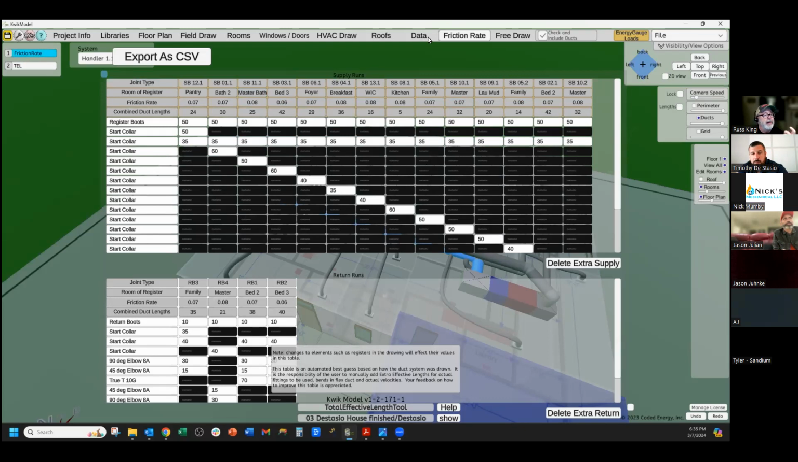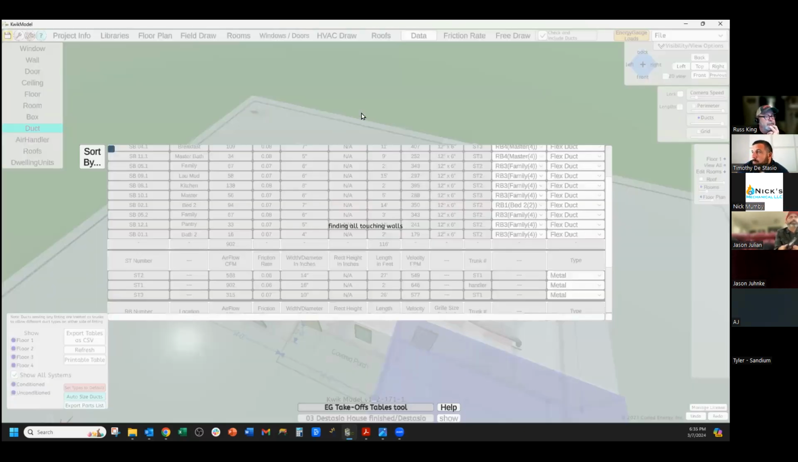Okay, so once you have all this, then we go into the data tab. It's doing some calculations. I have to get a faster computer for training purposes.